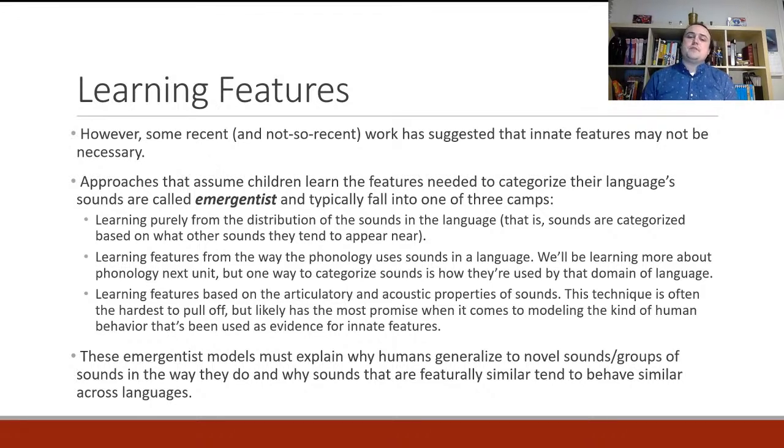Typically, emergentist approaches fall into one of three camps. So either learning purely from the distribution of the sounds in a language. That means sounds are categorized based on what other sounds they tend to appear near, right? So if you're noticing that the sound "b" in your language occurs next to the sound "e" a lot, then that might tell you something, especially if you see the sound "p" appearing next to "e" a lot, right? If those have a really similar distribution, maybe they need to be grouped together, "b" and "p", that is.